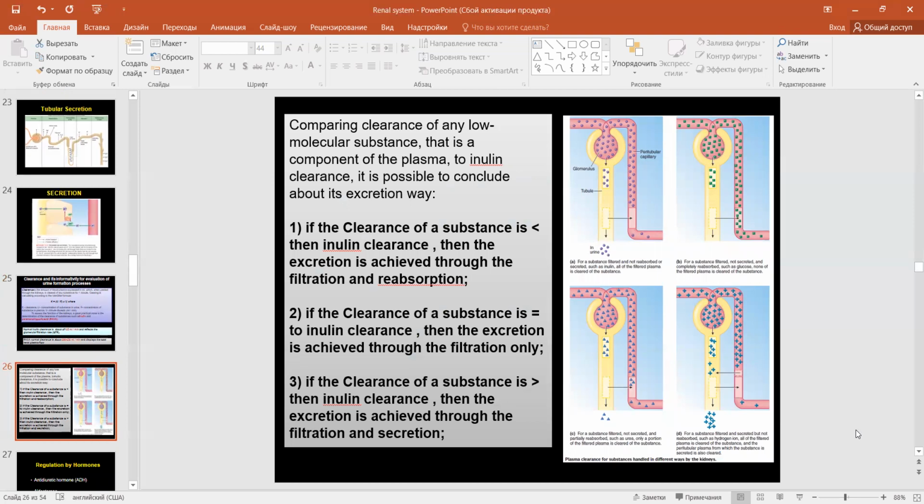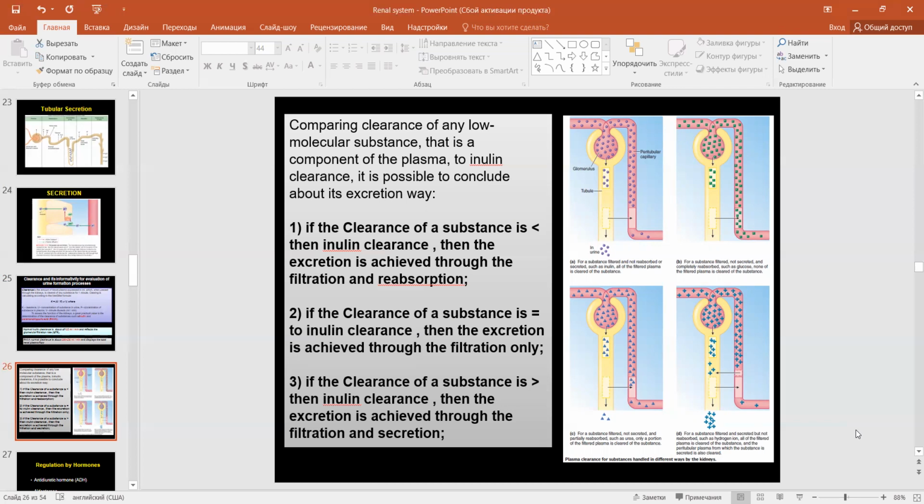The plasma clearance rate varies for different substances depending on how the kidneys handle each substance. So if the substance is filtered but not reabsorbed or secreted, its plasma clearance rate equals the glomerular filtration rate. Assume that a plasma constituent, for example, substance X, is freely filtered at the glomerulus, but is not reabsorbed or secreted.